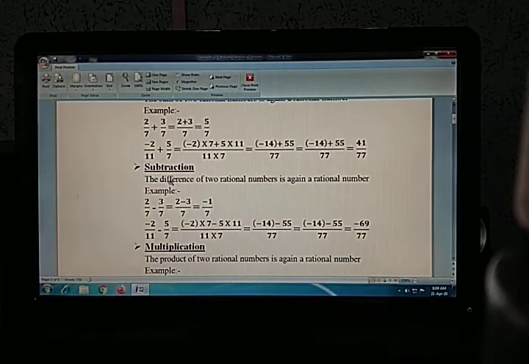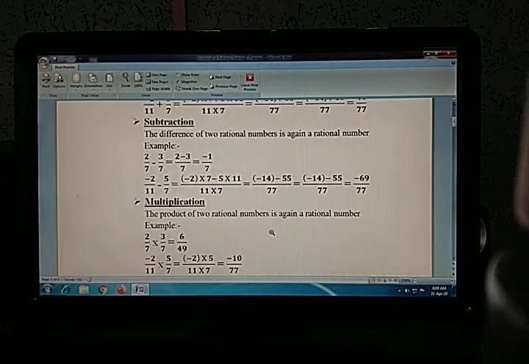Now let us see the subtraction. In the subtraction also it is the same thing. When you subtract or find out the difference between two rational numbers, the answer is always another rational number. We have taken the same example, just we have changed the operation from plus to minus. So as you can see, in both the cases, the answer is a rational number.